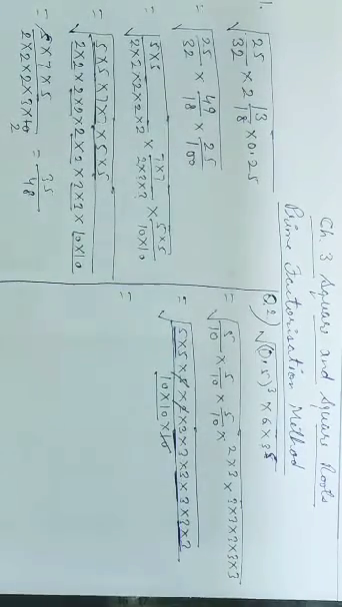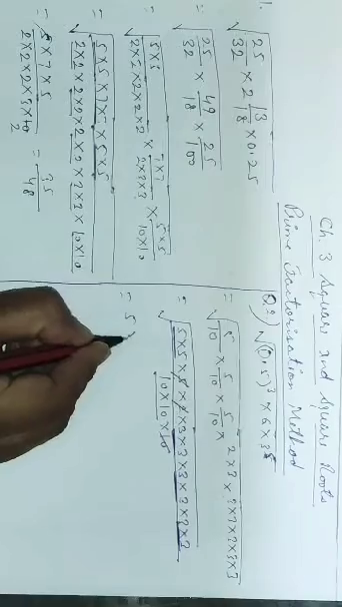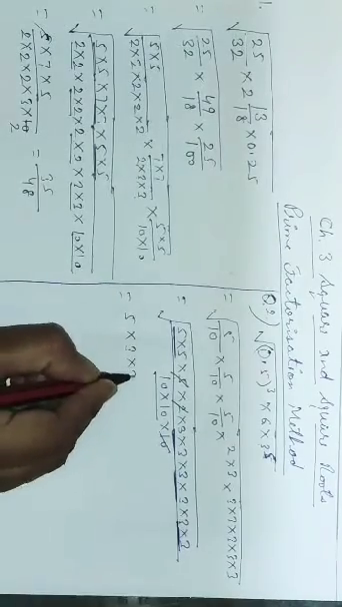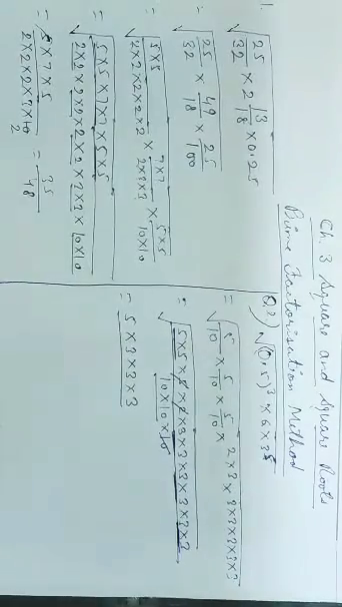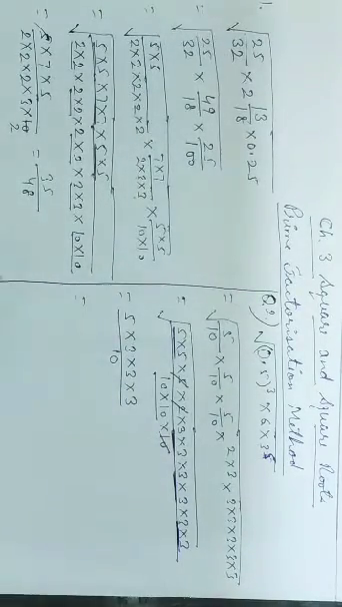Now take out numbers from the pair. So we have 5 into 3 into 3 into 3, and in the denominator 10 will come out.